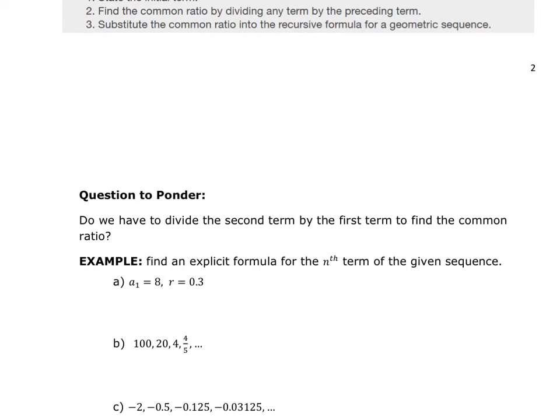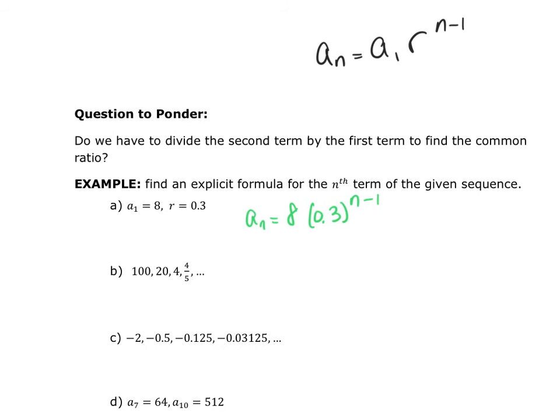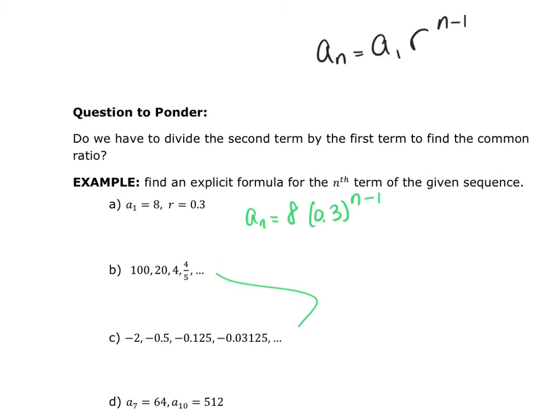So let's take a look at these examples where they're asking me to find the explicit formula for the nth term. So in other words, they're asking us for the closed formula or the explicit formula. They already have all the information there, so all I have to do is fill in the fact that I know that a sub n in general is equal to a sub 1 r to the n minus 1. That's a geometric sequence. So this is going to be equal to 8 and then 0.3 raised to the n minus 1. Cool, done. Now this one, we actually did these two up above, so I'm not going to do those again.